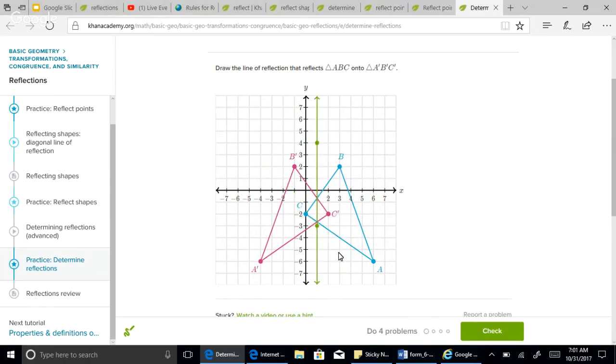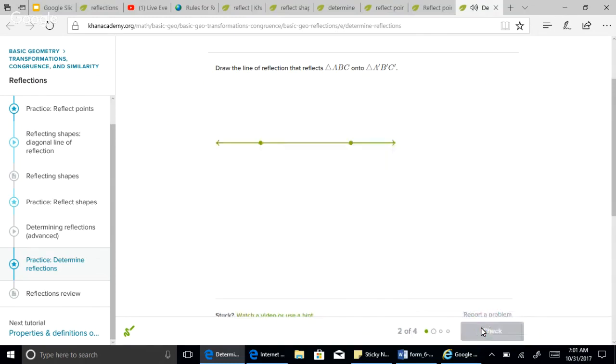The reason I know this is because if you look at this line and then you look at these points, they're equidistant from the line. So if I start at the line and go to B, I get 2. And then if I go to B prime, I also get a distance of 2. If I start at the line and go to C, I went 1 unit over. If I start at the line and go to C prime, I went 1 unit over. So they're equidistant from this line. That's how I know that this is the line of reflection.